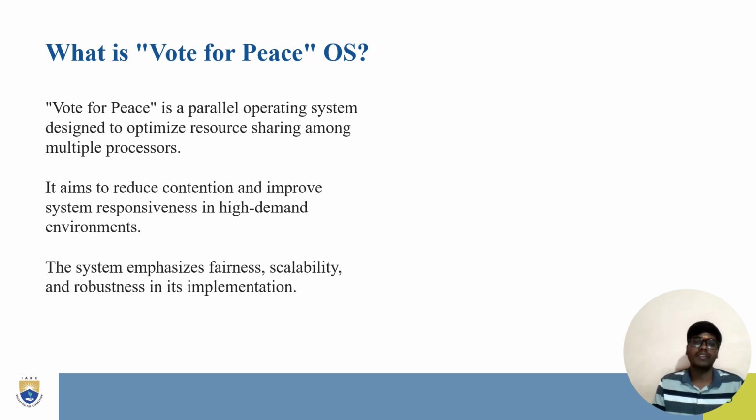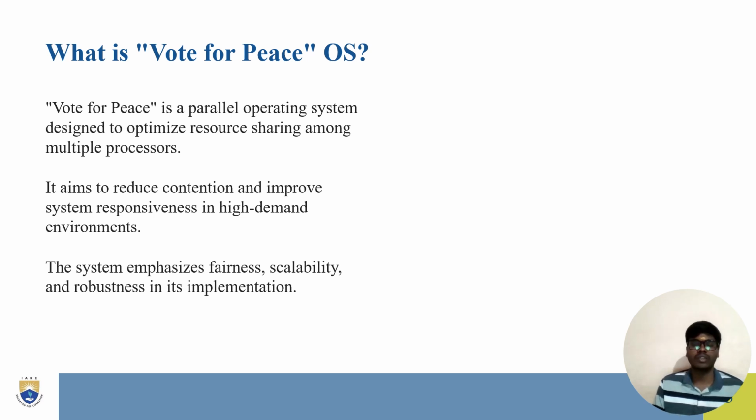What is the Code for Peace operating system? Code for Peace is a parallel operating system designed to optimize resource sharing among multiple processors. It aims to reduce contention and improve system responsiveness in high demand environments. The system emphasizes fairness, scalability, and robustness in its implementation.